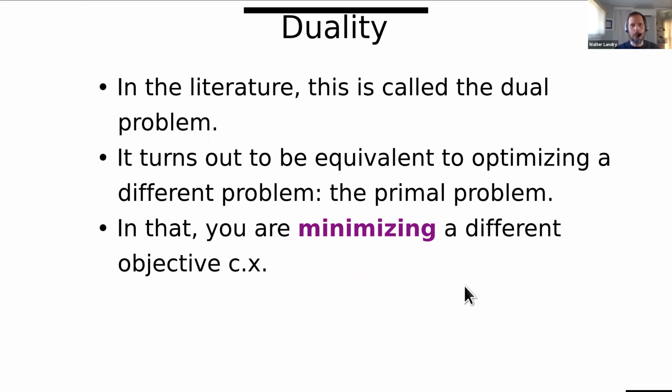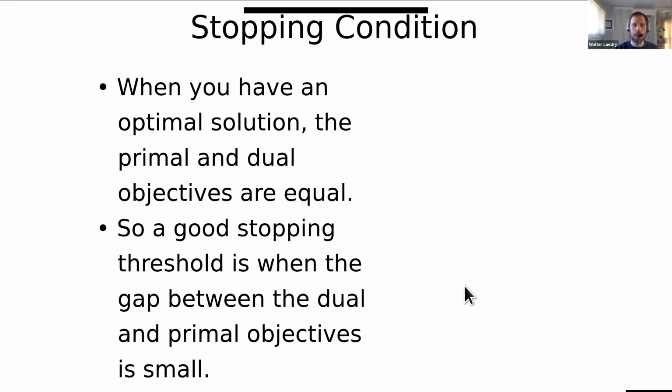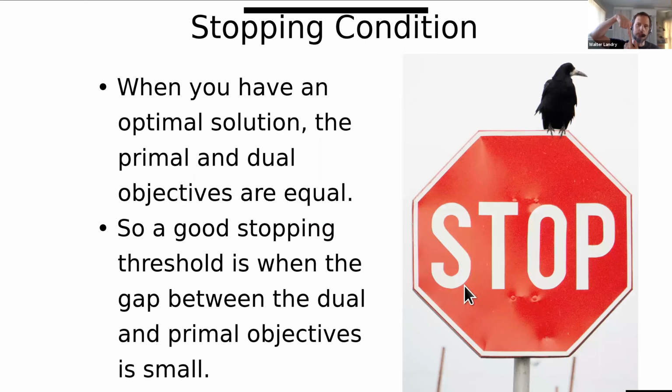And this is the dual problem. And it's also equivalent to optimizing a different problem, which is a primal problem, where you're minimizing something. So you can minimize or maximize things, and you'll end up in the same place, right? And when you're in the same place, that's essentially when you've found the solution. So a good stopping threshold is when the gap between the dual and the primal objectives is small. Right?